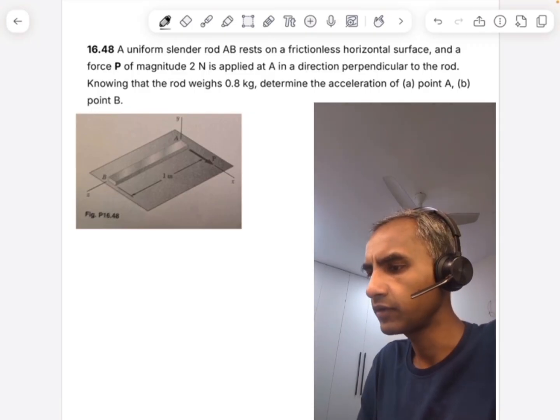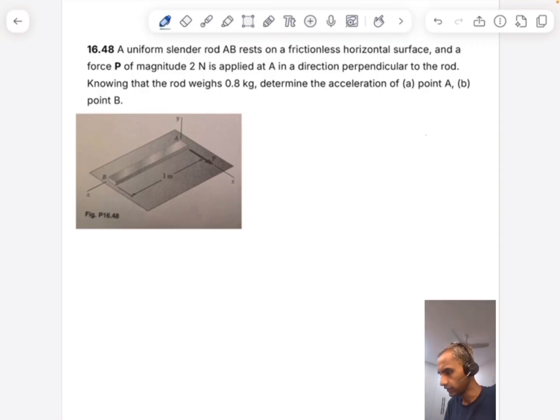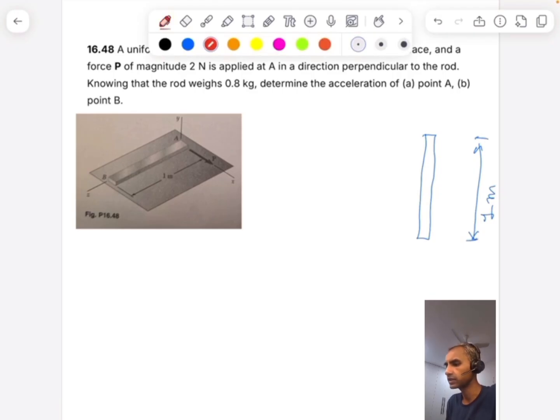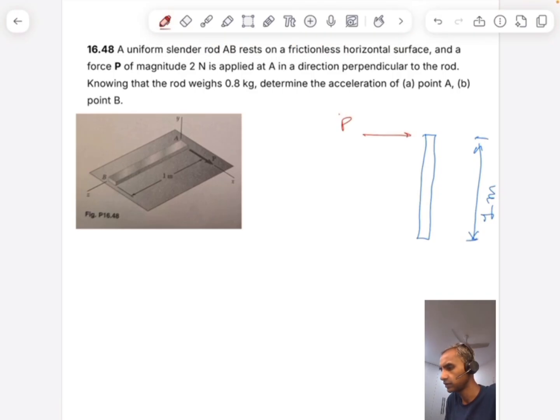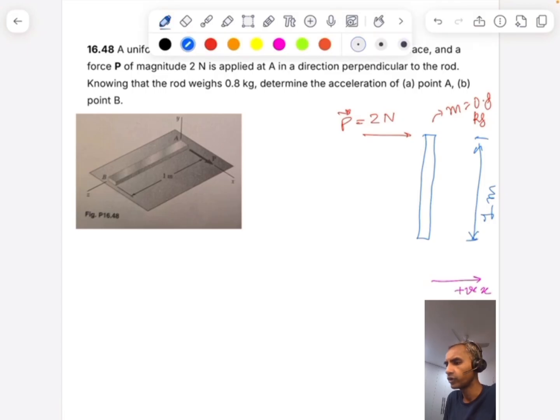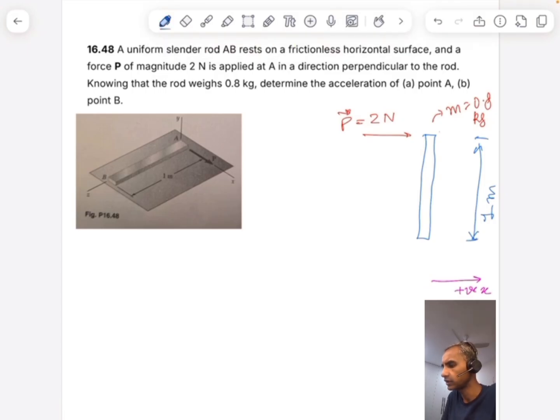Over here we have a body, a rod like this, which is of course 1 meter in length. On this body is applied a force in this direction, equal to 2 Newton. The mass of the body is 0.8. This is the positive x direction. We have a few points identified on the body, point A, point B, and let's also assume a point C right in the middle of the body.